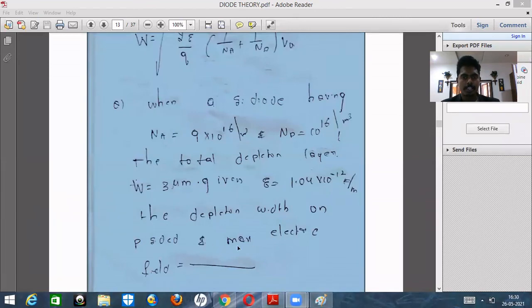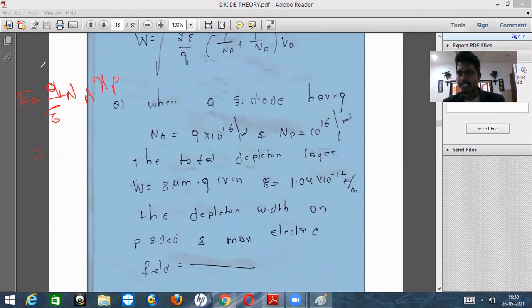Next, you need to think that, and also we need to find the maximum electric field. What is the formula for maximum electric field? Maximum electric field E is equal to, what will be the value? We will have Q by epsilon into Nd into Xn or Na into Xp. We have already found Xp, right? So automatically you can select the Na into Xp formula.